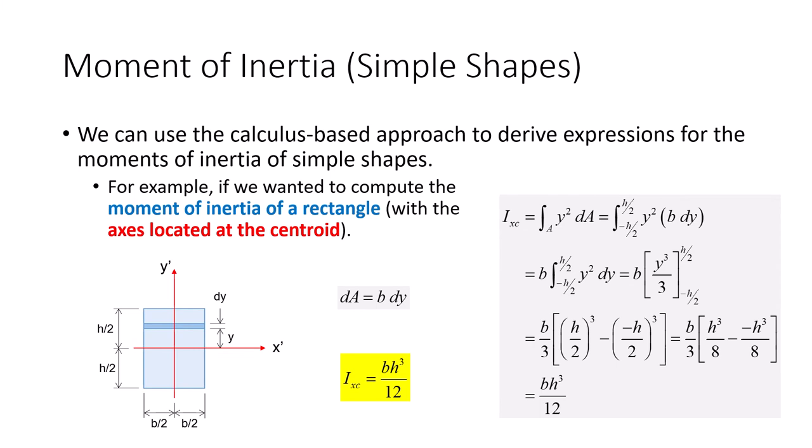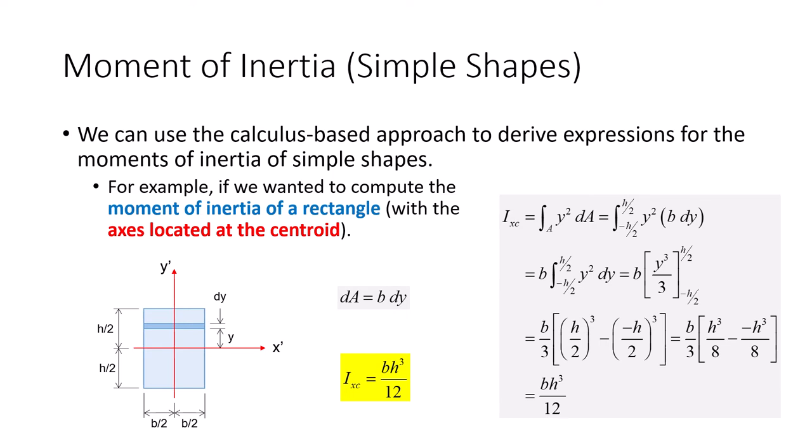Now, for simple shapes, we can do this very easily. For example, if we're trying to compute the moment of inertia of a rectangle, typically what we're interested in is centroidal moments of inertia, the moment of inertia with respect to the centroidal axes. So what I would be doing is integrating. If I'm interested in the moment of inertia about the x-axis, I integrate y squared dA. Why the difference? Because the distance from the x-axis, if here's the x-axis and I'm trying to figure out how far away I am from it, that's why the letters are flipped, if you will.